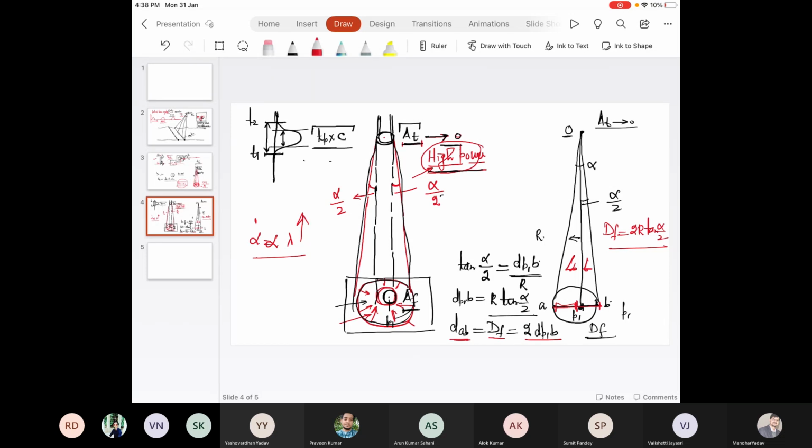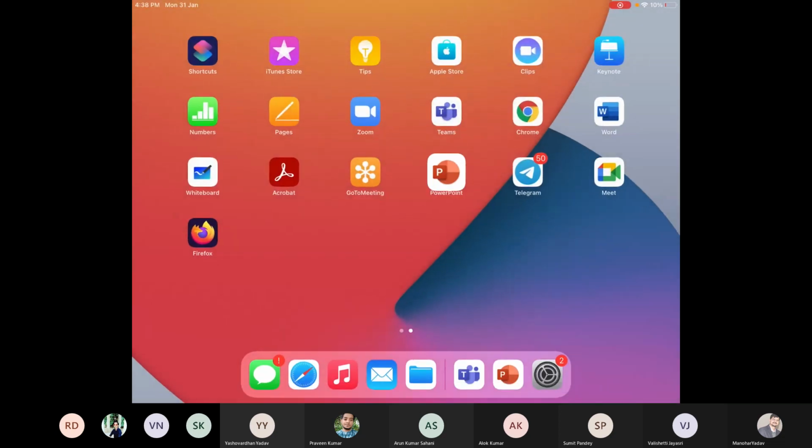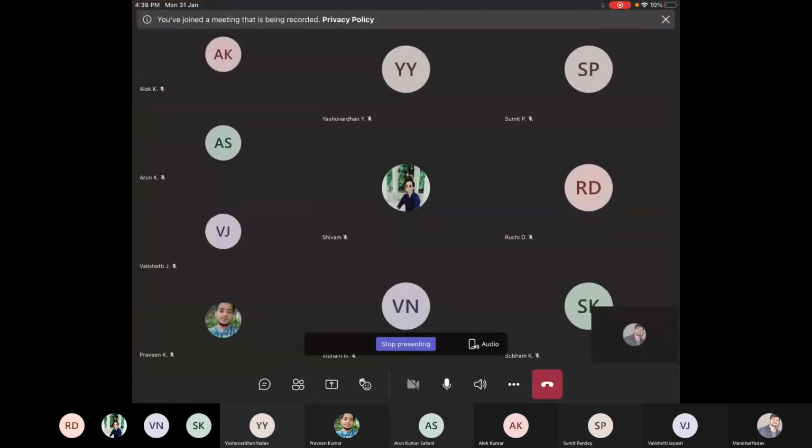When we have considered our aperture as a point source, in that case the area tends to 0. And due to diffraction in the medium, the beam is deviated, and finally the footprint DF is 2R tan alpha by 2. Is it clear to all of you? Is there any doubt? Vibham, could you please unmute? Yes, sir, it is clear.